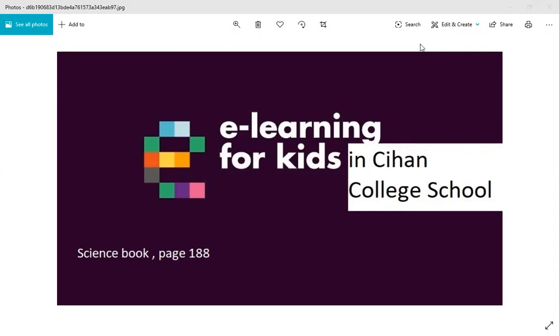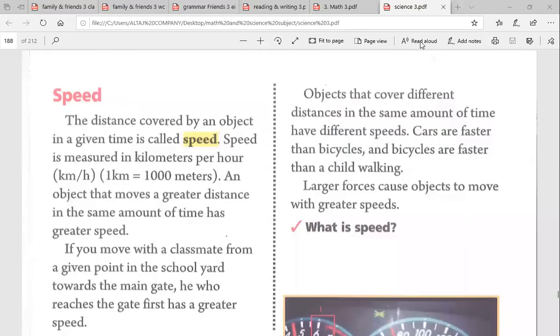Dear student, get your science book open to page 188. Should we start now? Today, what we have come to talk about is what speed is. What is speed? So let's quickly read through and see what speed is.